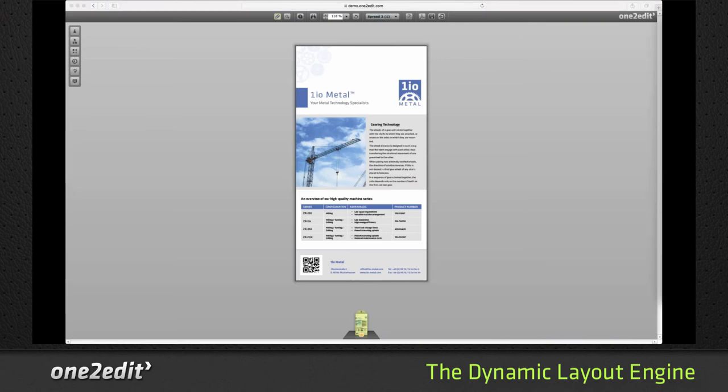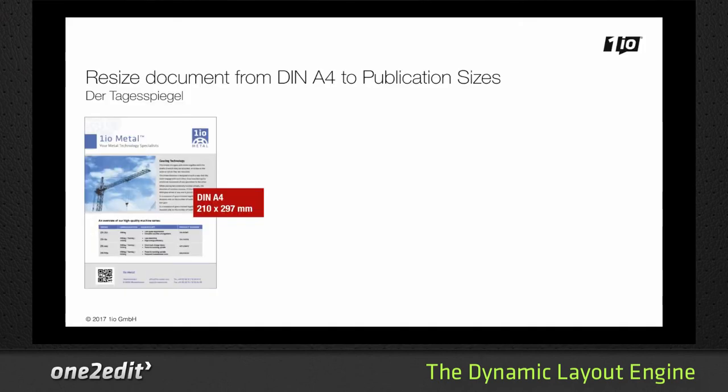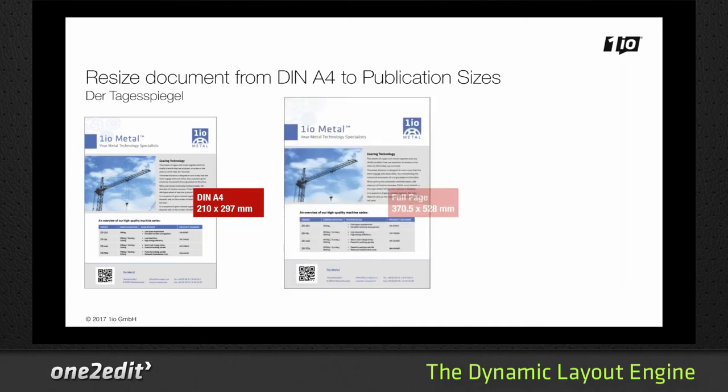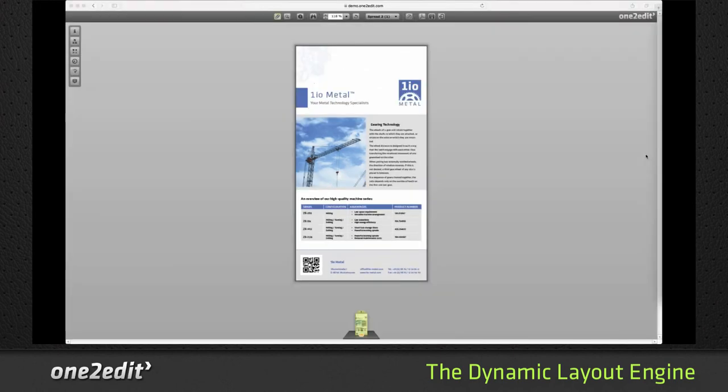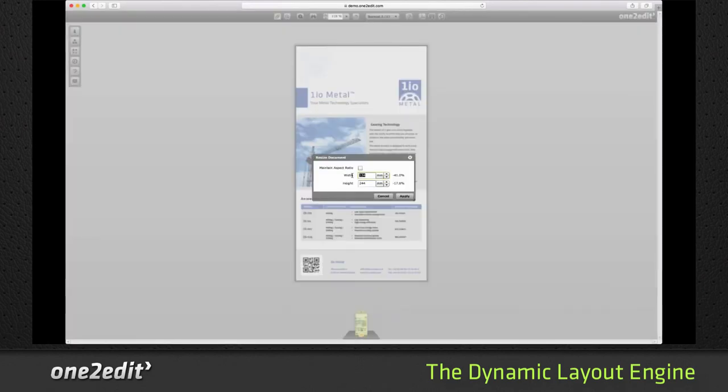So if I go back, the Tagesspiegel, we're also going to do a full page, and also a smaller 1/3 corner field option. First off, you'll notice that the full page on this particular one is larger than on the other. So if I jump back out to my web browser, we can continue on in the same job. We don't need to create anything new for this. We just continue on in the same document.